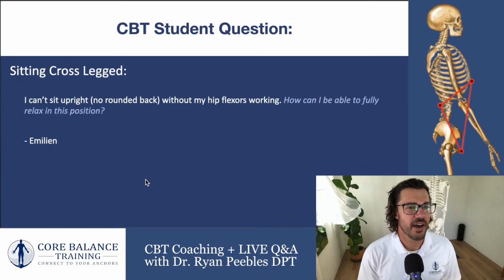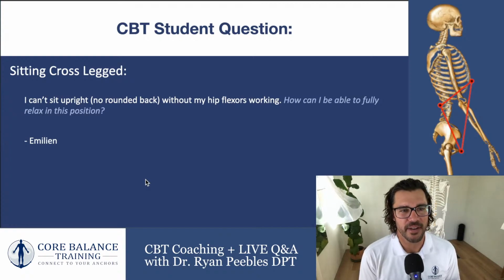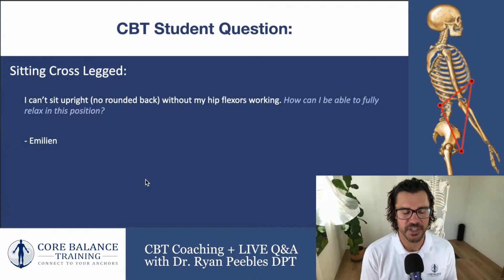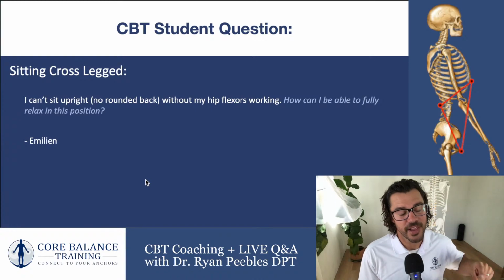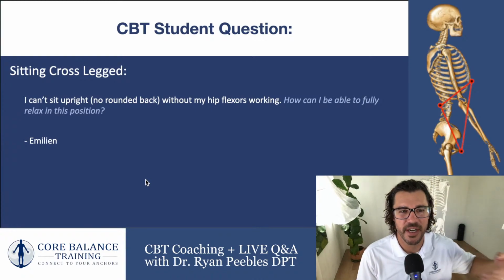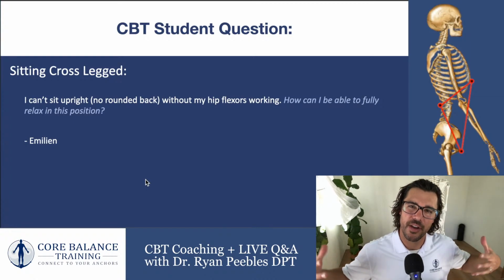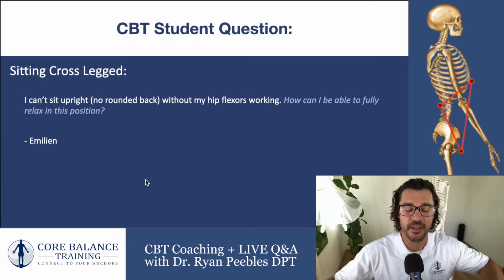So we've got a question from Emilian, sitting cross-legged. Emilian says, I can't sit upright, no rounded back, without my hip flexors working. How can I be able to fully relax in this position? So this is a matter, Emilian, of your body's posture as it's existed for a long time. There's nothing that I can say like, do this differently, change this, and you'll be able to do it, because the way your body holds itself right now is highly likely that it's just not conditioned to go into this position comfortably.